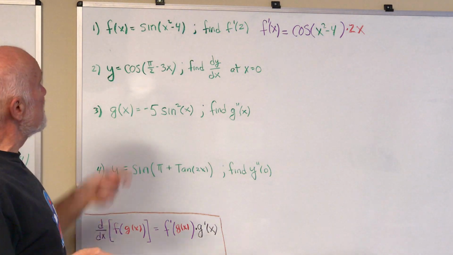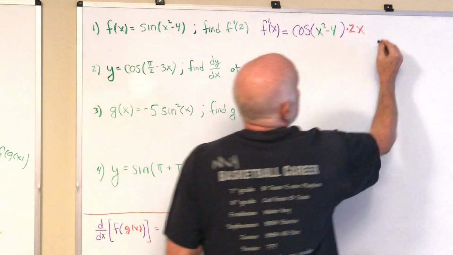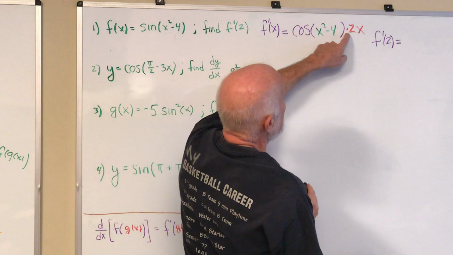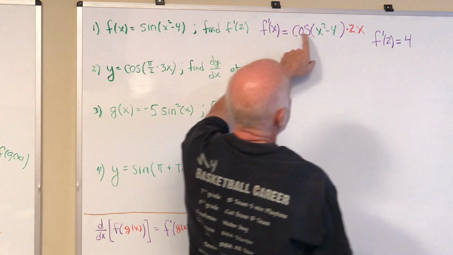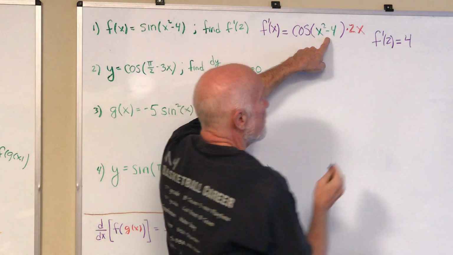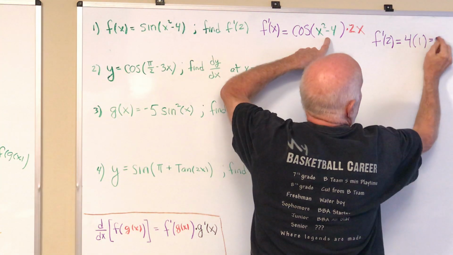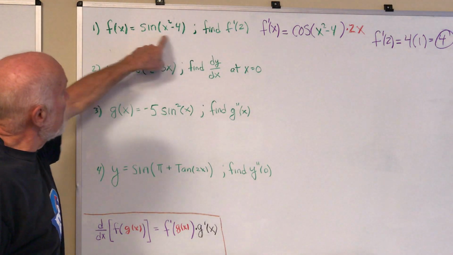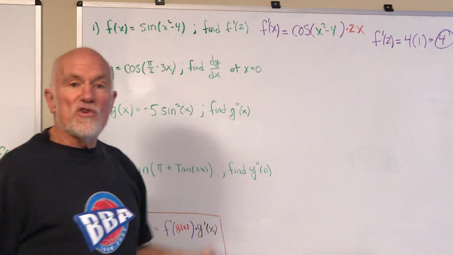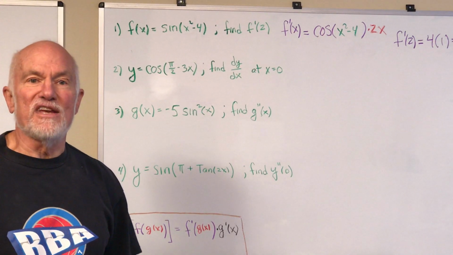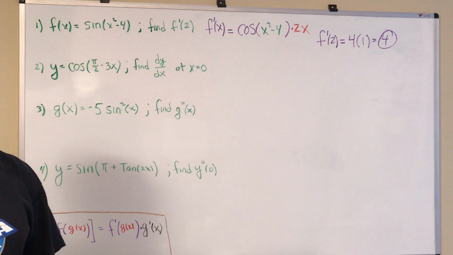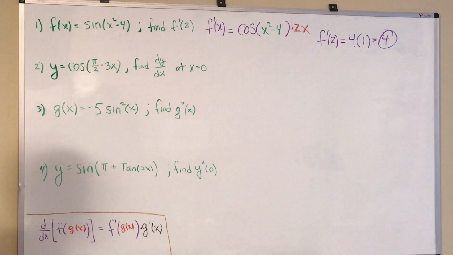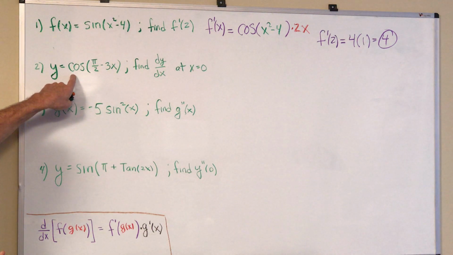Now this problem says to find f prime of 2. So we just have to plug in 2, and we get what? 2 times 2 is 4 times the cosine of 0. So the answer is 4. We have just found the slope of this function at x equals 2, the instantaneous rate of change. So that's our first use of the chain rule on a trigonometric function. Well, let's try another one.